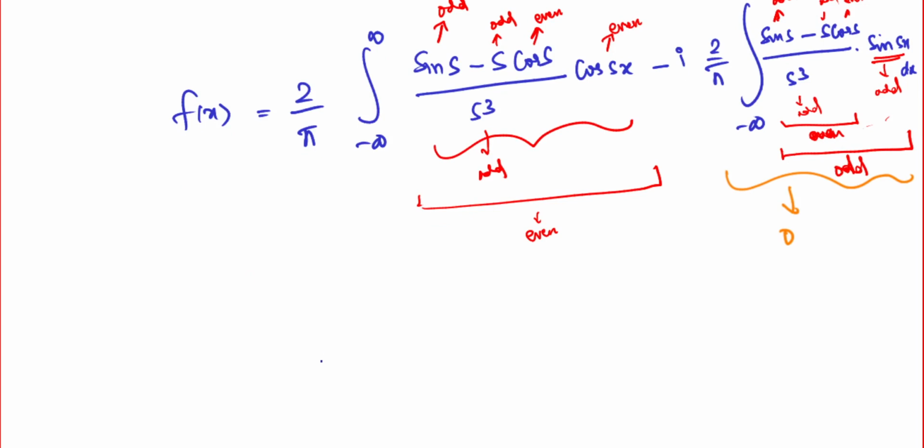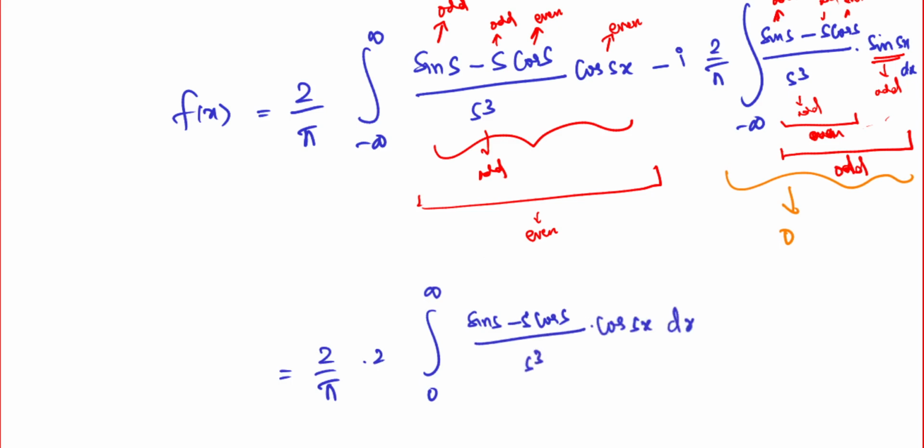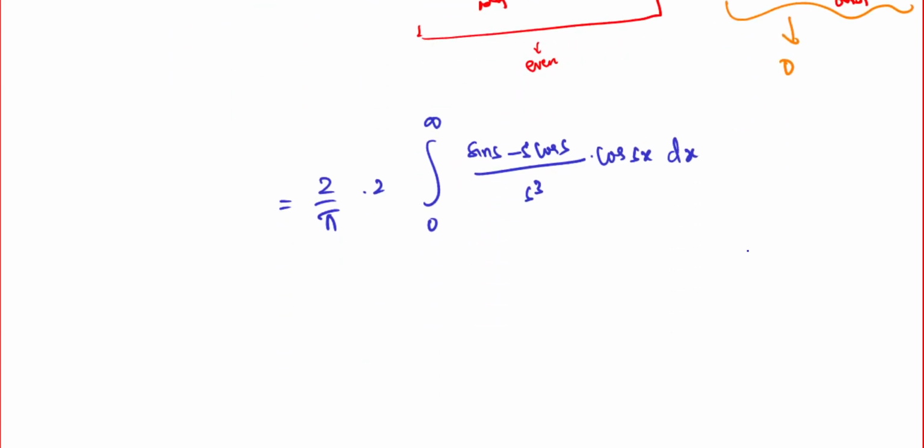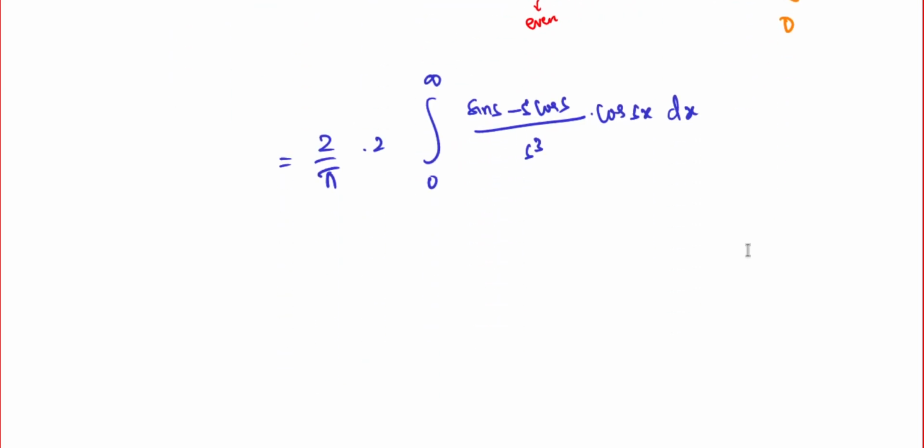So therefore now we can write this as 2 divided by pi, and since this is an even function, this is 2 times the integral 0 to infinity of sine s minus s cos s divided by s cube times cos sx dx. Of course I forgot dx here, please write it out. And this one is 0, so I can leave it out just like that. Hopefully that justification is clear. If it is not, please try to write it as a function, then substitute s by minus s and clarify this answer. Okay, so what did we get finally?